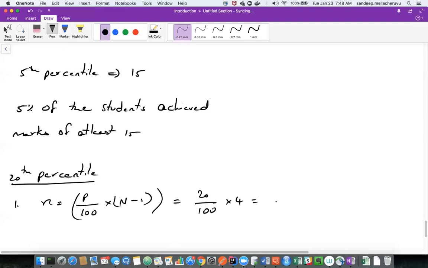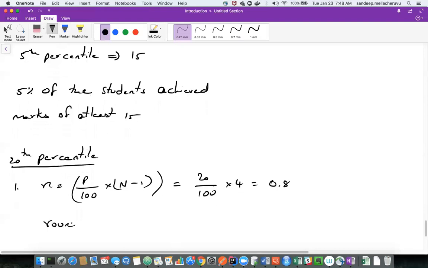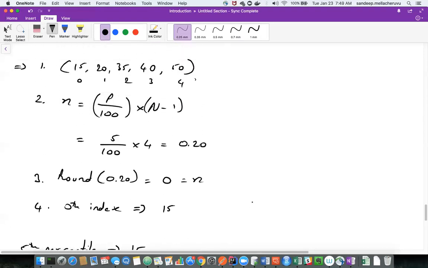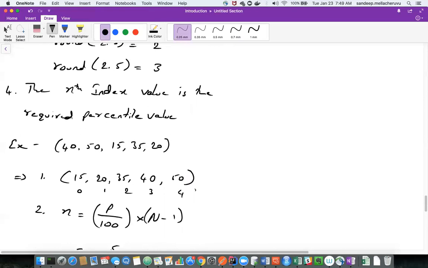Okay, which is coming around 0.8. Now rounding off this n will give me 1, because that is the nearest integer. So the first index is having 20 after the sorting. You should always remember that the index that you are going to take is only from the sorted index, otherwise your answer will be wrong.